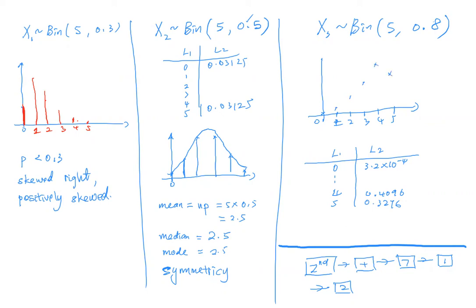So it's some sort of skewed left, positively skewed. The mean is np, 5 times 0.8. I got 4. The median, I think the median is bigger. The median is also 4. Is it? I think the median is also 4.